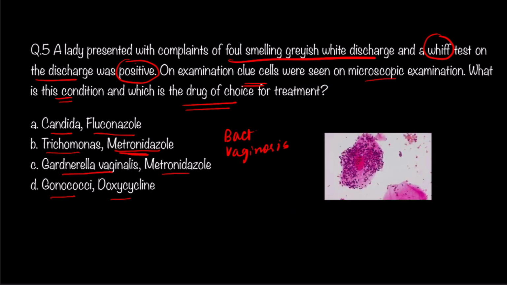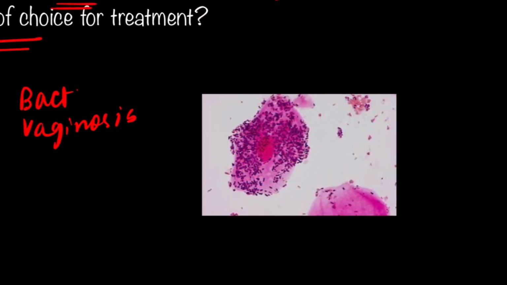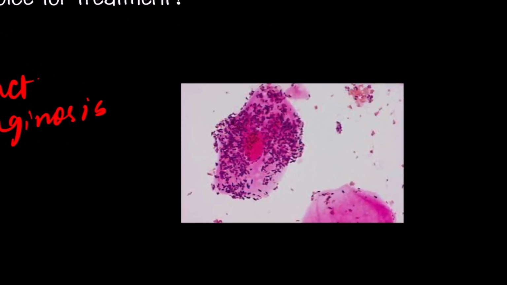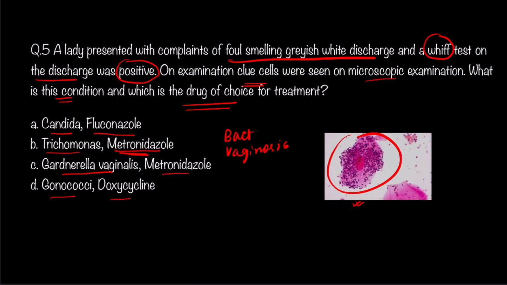Here I got you the image of clue cells, which are just epithelial cells of the vagina, and the Gardnerella vaginalis bacteria are attached on it. So the correct option here goes as option number C, that is Gardnerella vaginalis, and the treatment or drug of choice for the treatment of bacterial vaginosis is metronidazole.